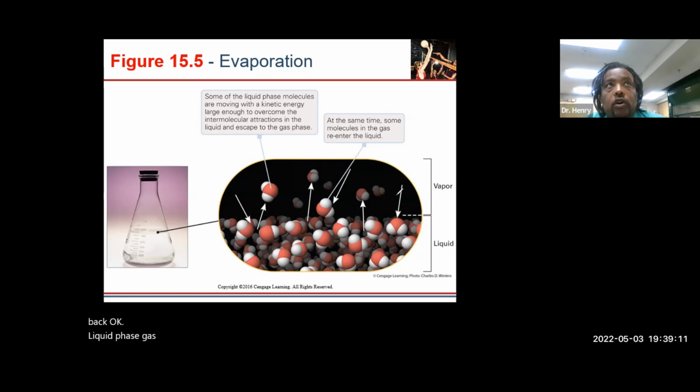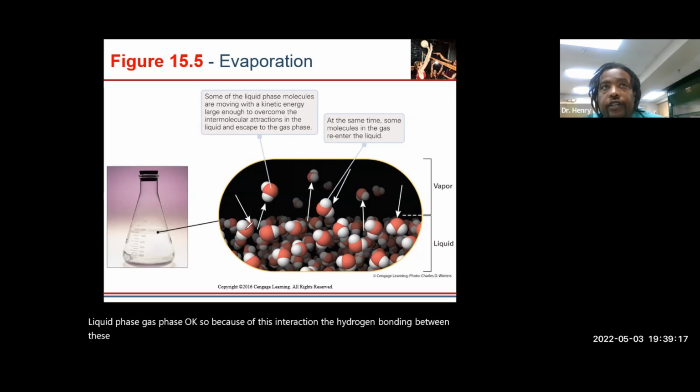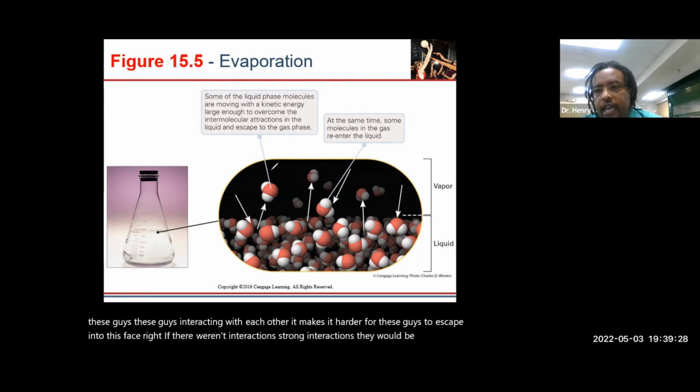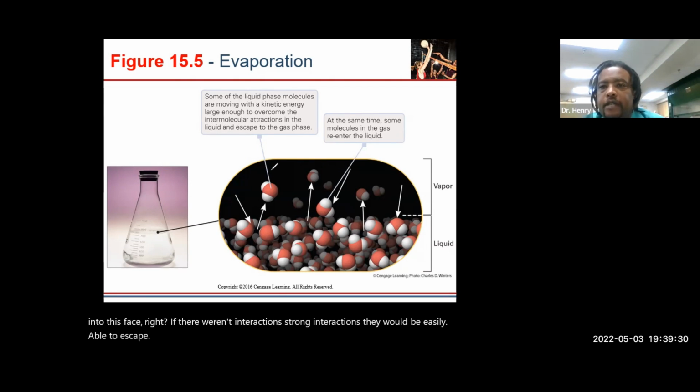Okay. So because of this interaction, the hydrogen bonding between these guys interacting with each other, it makes it harder for these guys to escape into this phase, right? If there weren't strong interactions, they would be easily able to escape, okay?